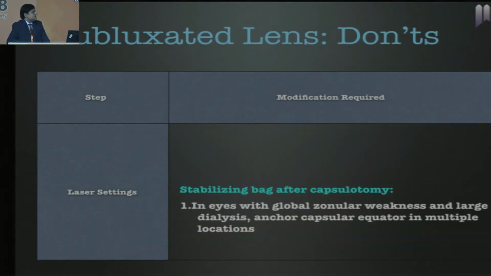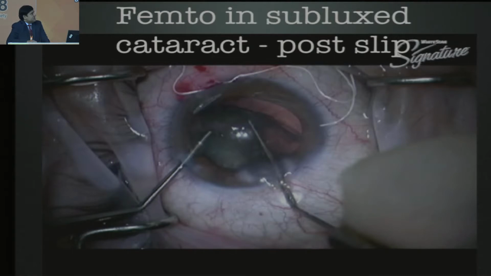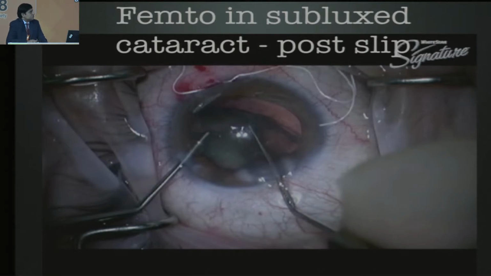What are the other factors to keep in mind? Really important to stabilize the bag adequately before you proceed to phaco. In this case, we had global zonular weakness, and in such a case, my plan was to place a capsule tension segment, which we did after the capsulotomy. And you can see here that even though I have a capsule tension segment and I have the suture tightened, the capsular bag is still moving, and that's because this is someone who had global zonular weakness, but I placed just one capsule tension segment here, which means that the capsular bag, in spite of placing the segment, has significant tilt, in which case the capsule tension segment can slip back.